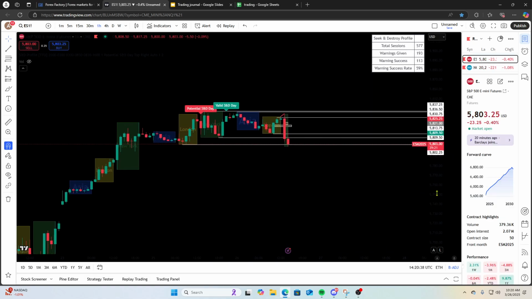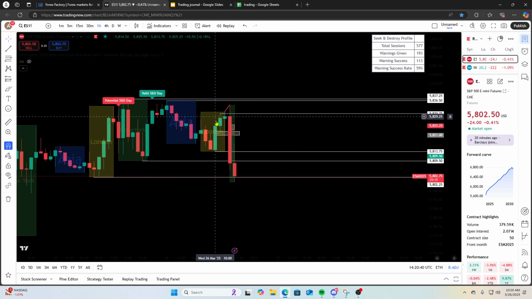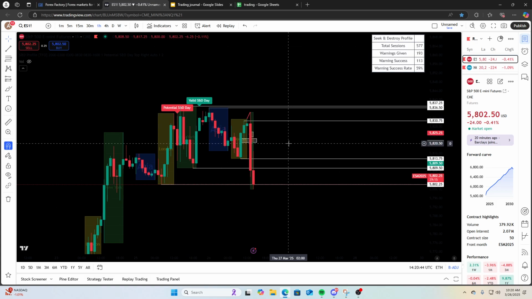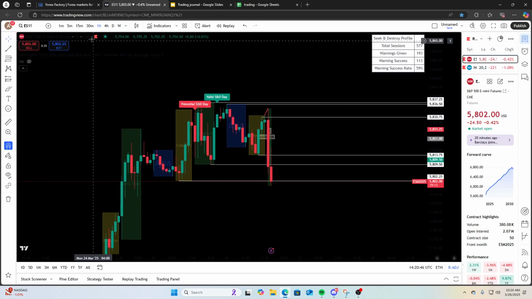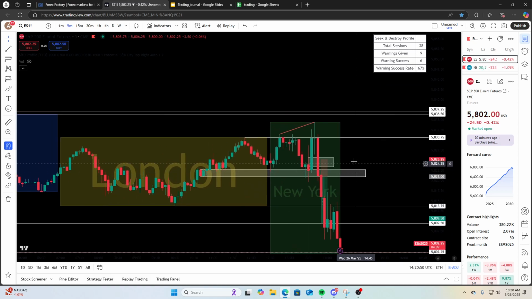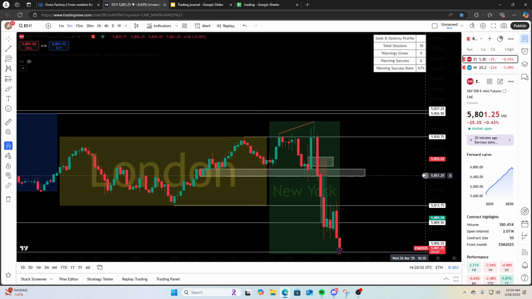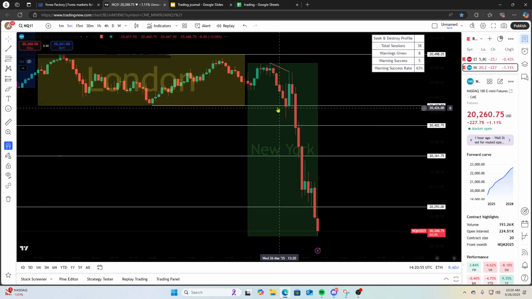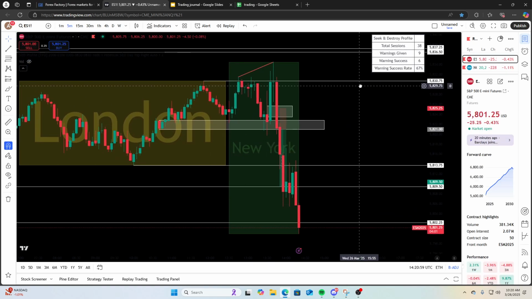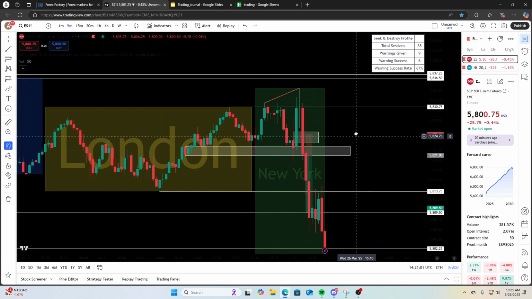The big thing was, though, that we ended up sweeping out London session highs here. And we were also within a high time frame bearish order block as well, but I didn't really have that marked out. The big thing here, there's a couple big things specifically on the 5-minute. The one thing was we had SMT. We see here we're making higher highs on ES while we were making lower highs on NASDAQ. And with my bias being bearish, that's exactly what I wanted to see.